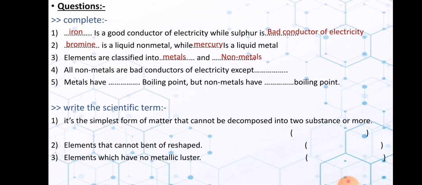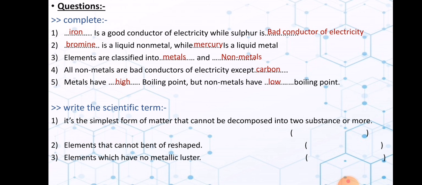Question number 4 says, all non-metals are bad conductors of electricity except blank. All non-metals are bad conductors of electricity except one element which is a good conductor of electricity, which is carbon. Okay, question number 5 says metals have blank boiling point but non-metals have blank boiling point. Metals have a high boiling point, but non-metals have a low boiling point.